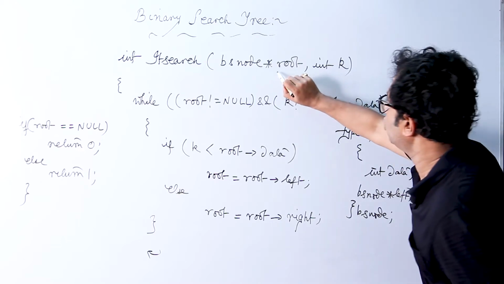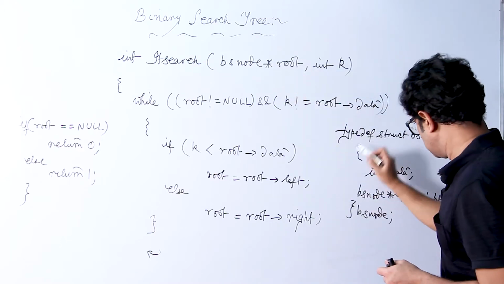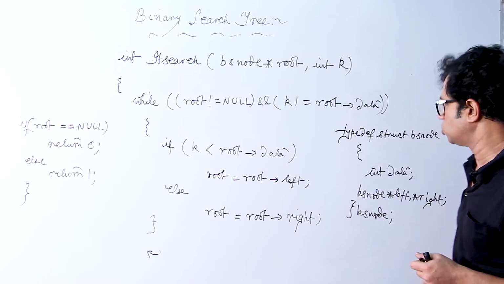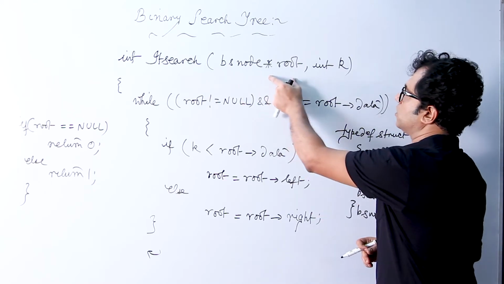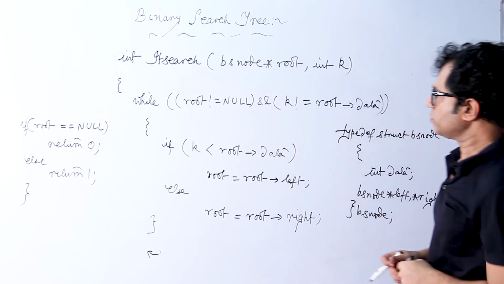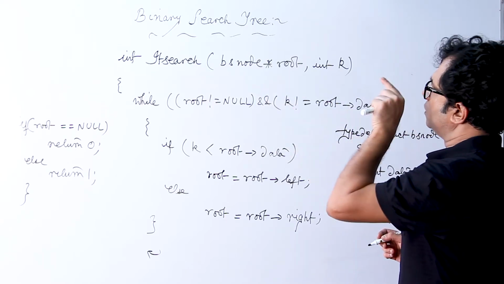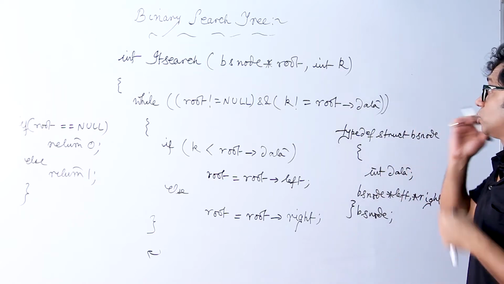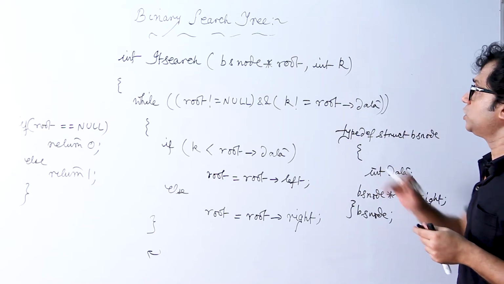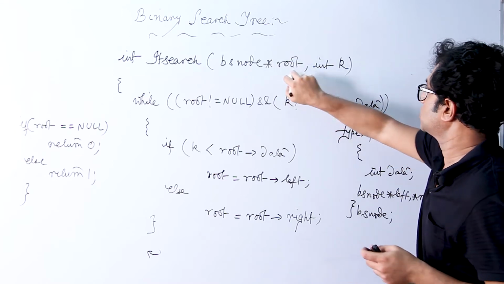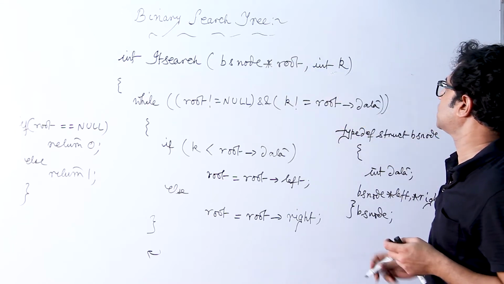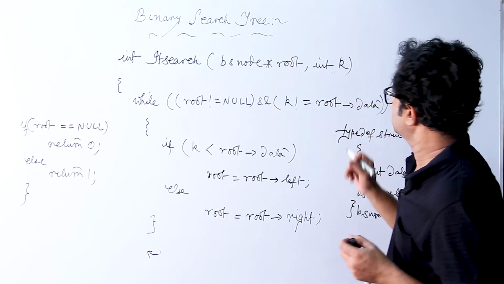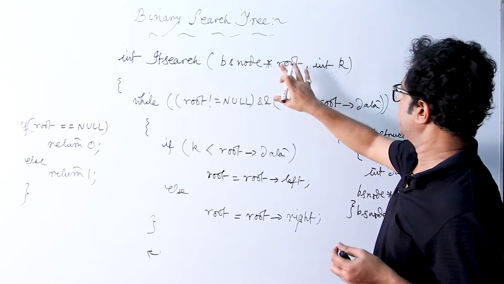This root is a pointer to this type of data type, that is the user defined data type, the structure bs node. So bs node star root is the pointer to the root location, that is the location or the address of the root node. And int k is nothing but the value which is to be searched, that is the key value. So in this case we have taken two arguments.